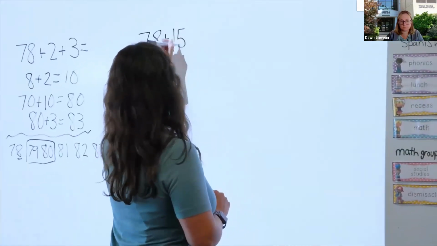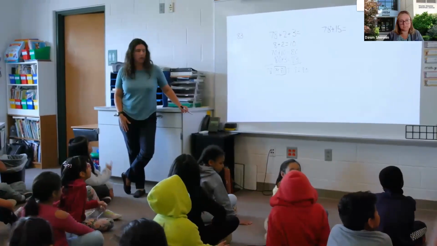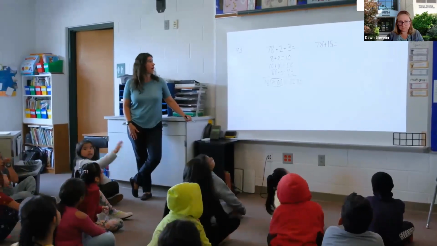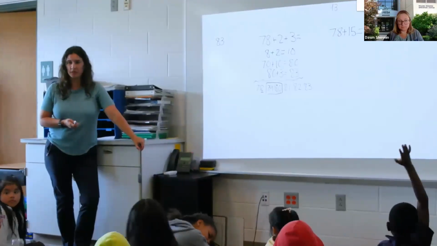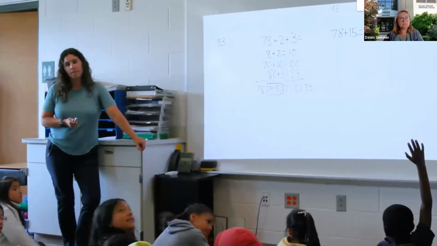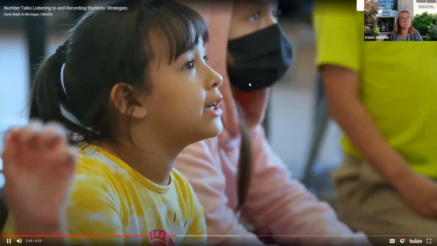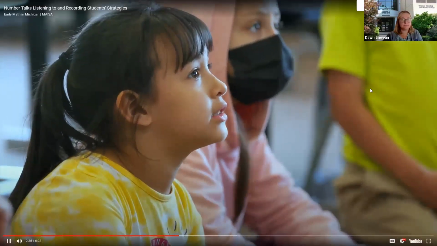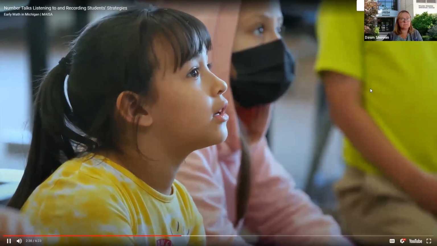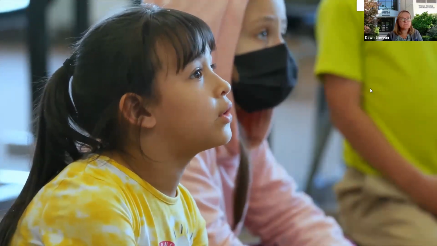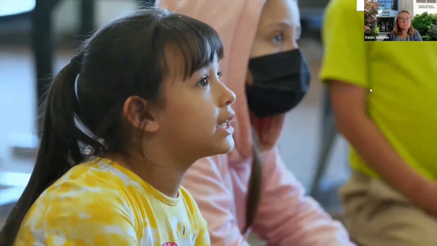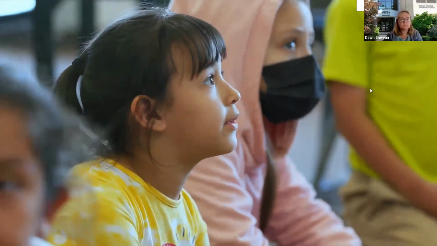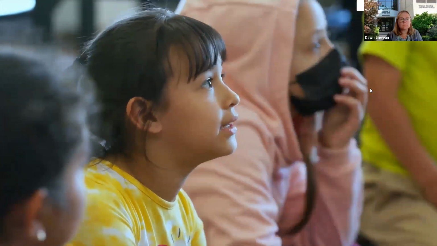78 plus 15. Okay, who would like to tell me what you got for that answer? 93. 93. Jimena, would you like to explain? So I took 2 from the 5 and put it in the 8, and then I took the 8 and put it in the 7th place, and it was 80, and then I grabbed the 1 from the 15 and put in the 7th place again, and then it was 90, and then I grabbed the 3 more from the 5, and it was 93.